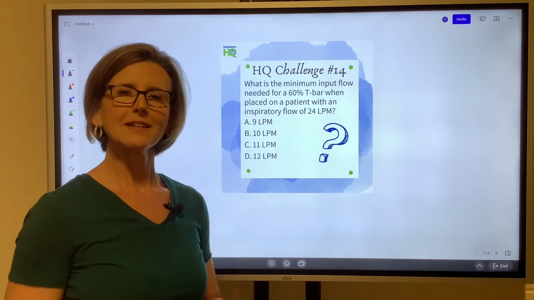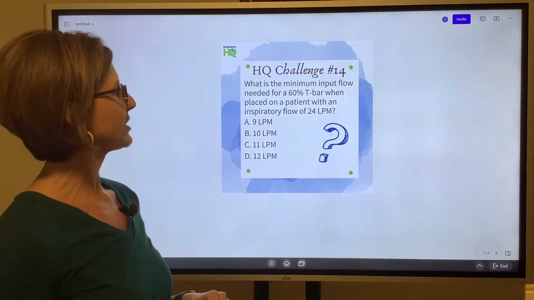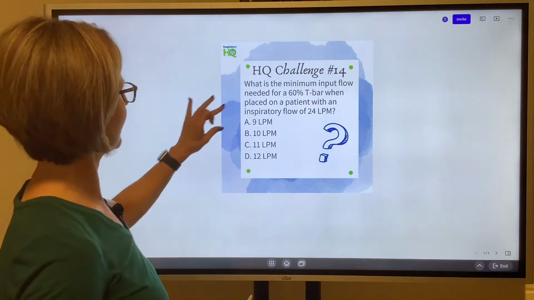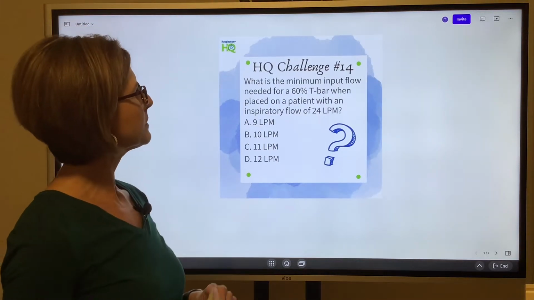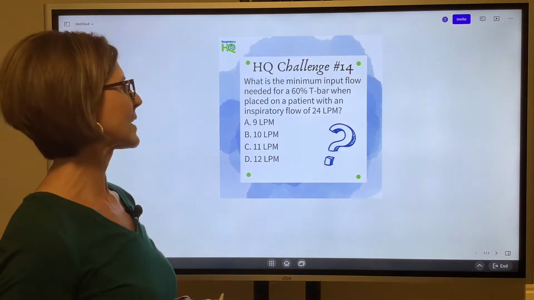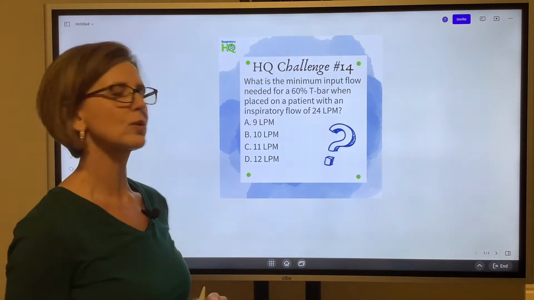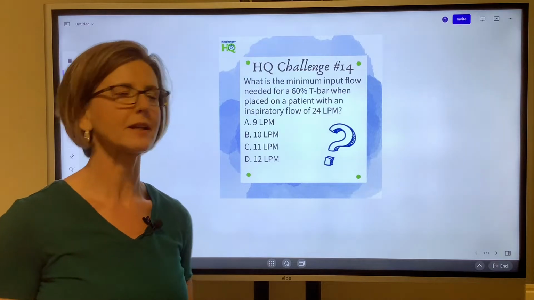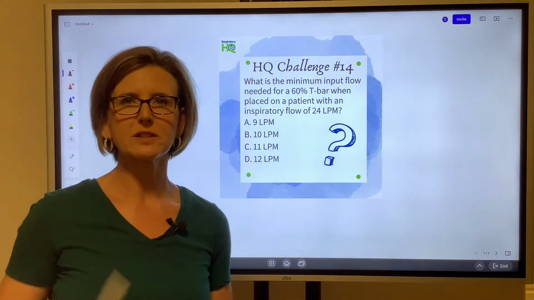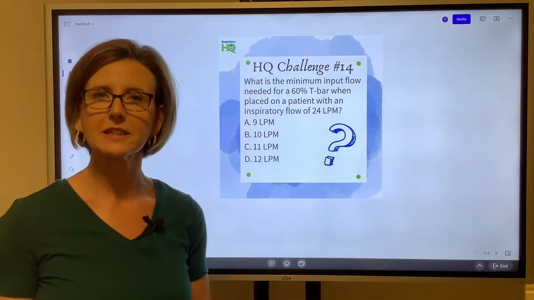Hi everyone. Let's talk today about the HQ challenge number 14. Let's just get right down to it. What is the minimum input flow needed for a 60% T-bar when placed on a patient with an inspiratory flow of 24 liters per minute? So basically, what's the minimum flow to set on the flow meter to meet this patient's inspiratory needs?